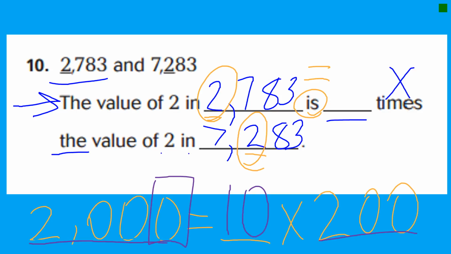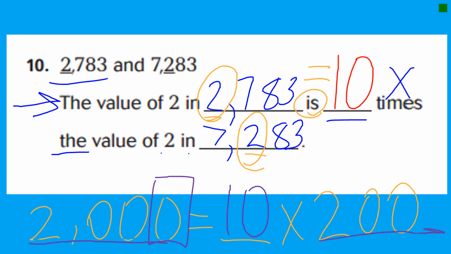If I have a 0 on there, that means it's 10 times bigger than 200. I know you guys talked about those number patterns in class today. Okay, so it's 10 times the value of the 2 in 7,283. Okay, so guys, I want you to pause and do numbers 11, 12, 13, and 14.